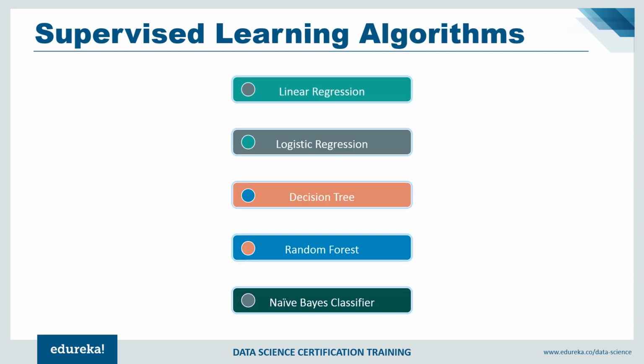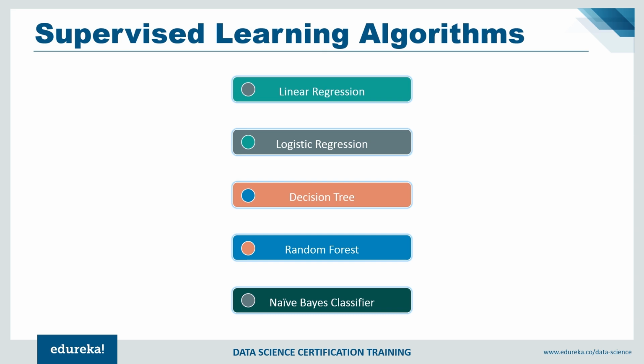Now, when we talk about supervised learning, there are not just one, but quite a few algorithms here. So we have linear regression, logistic regression, decision tree, random forest, and naive Bayes classifiers. Linear regression is used to estimate real values, for example, the cost of houses, the number of calls, the total sales, based on continuous variables. So that is what linear regression is.